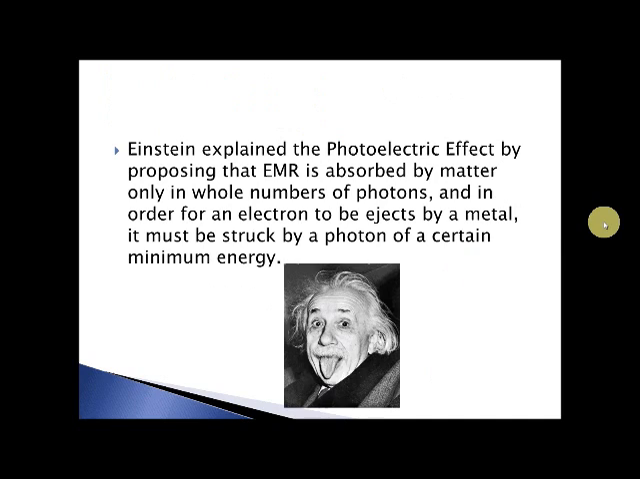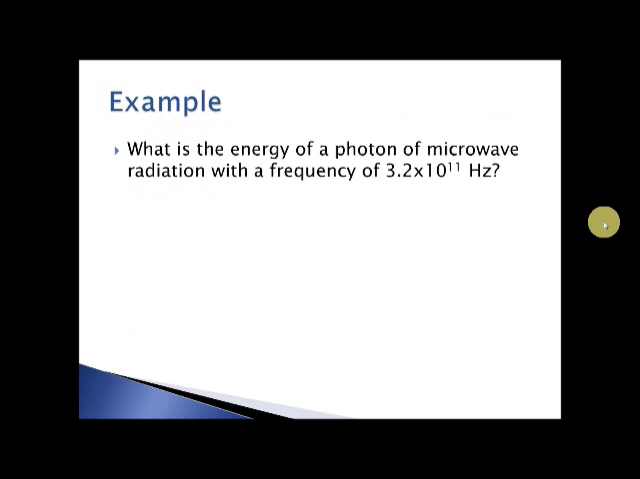By this, Einstein proposed that the EMR, the electromagnetic radiation, is absorbed by matter only in whole numbers of photons. So you can't have half of a photon. And in order for an electron to be ejected from a metal, it must have a minimum amount of energy to do that. So that's why the red light didn't work. So we're going to use our energy equation to solve for energy.